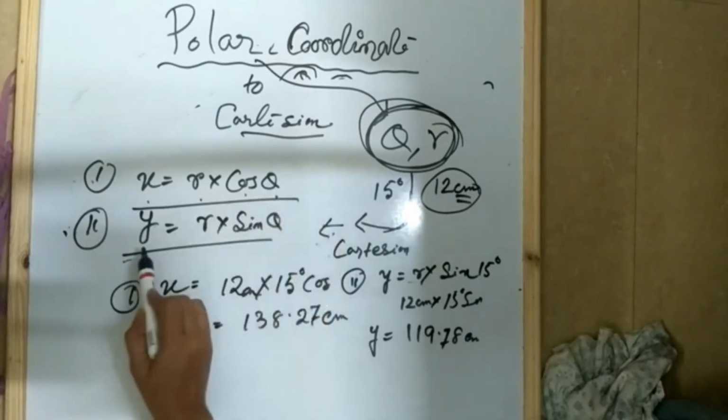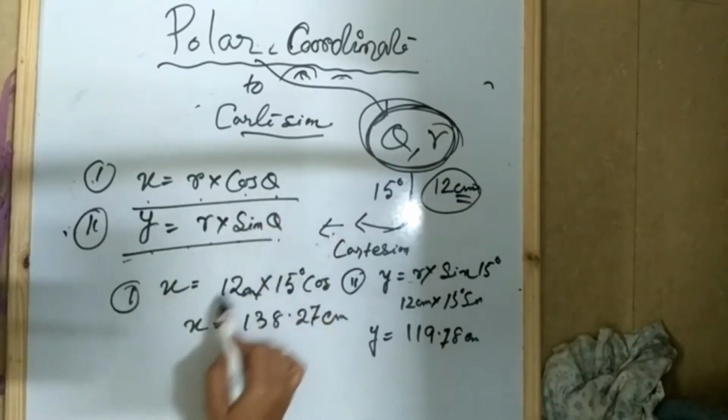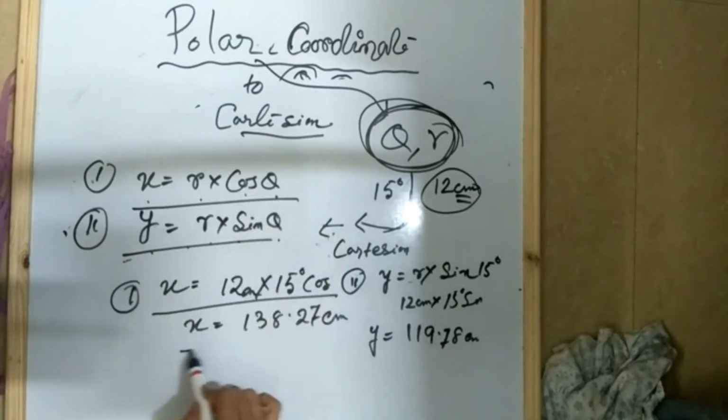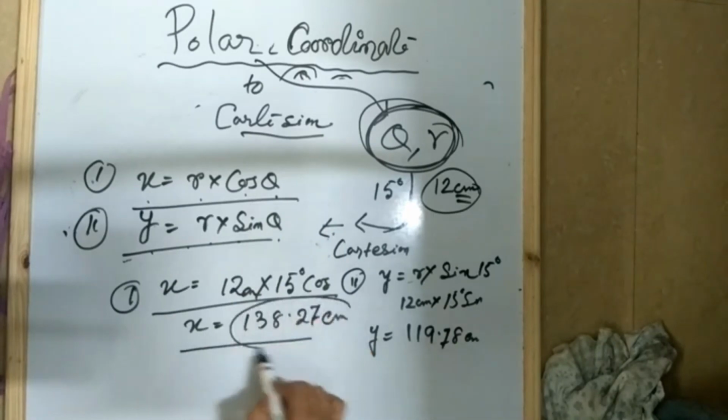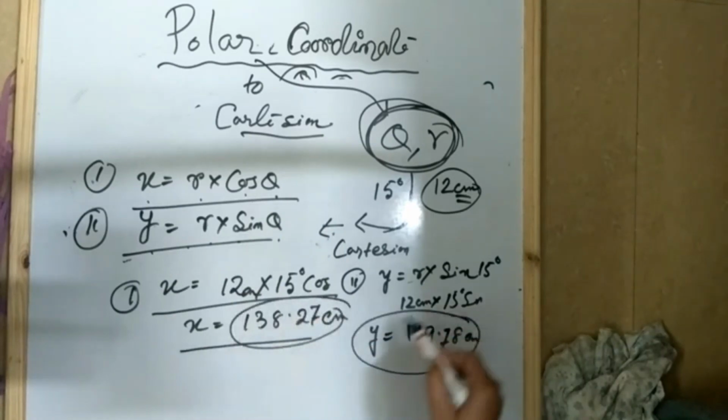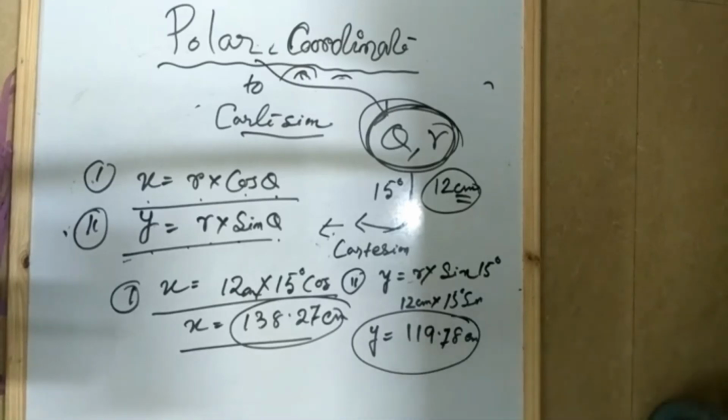From that polar coordinate system, using these formulas, x is equal to r cos theta and y is equal to r sine theta, with the help of a calculator you can get the x and y values. So you can plot the polar coordinate system and the Cartesian coordinate system, and you can convert polar to Cartesian and Cartesian to polar.